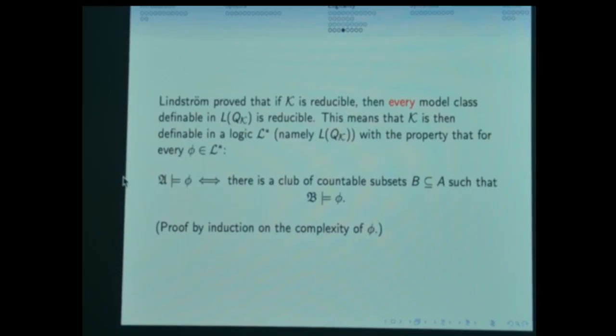Lindstrom proved that if a monoclass is reducible, then every monoclass definable in this, what I've been calling a trivial logic, is reducible. This means that for such classes, we have this property that for every sentence of this logic, satisfaction is similarly witnessed by both. So this actually has a nice property.